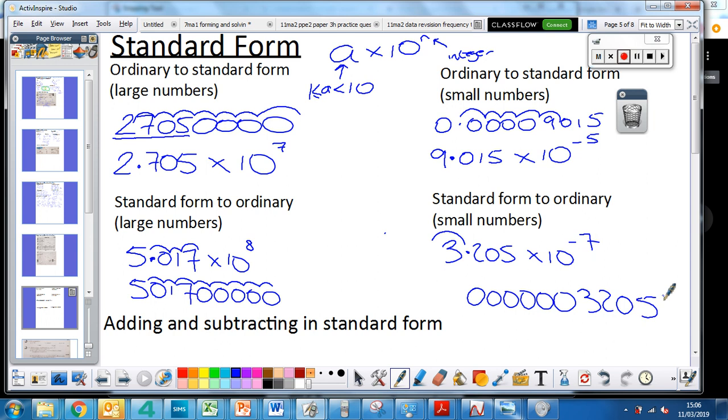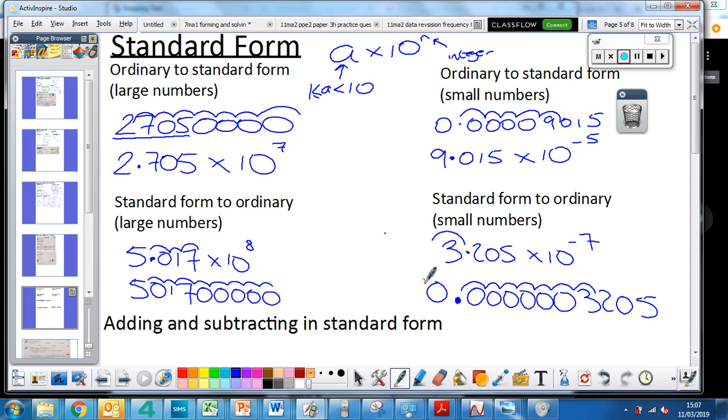3205. Before I commit this to final answer, let's check. If the decimal point looks like it's here, that's 1, 2, 3, 4, 5, 6, 7 places that it would look like the decimal point had moved. That's where the decimal point is. And of course, it needs a 0 in front, so it can become 0.00000003205. It's all about care and attention when it comes to these questions. When you get it and you know what you're doing, you just have to be super careful.